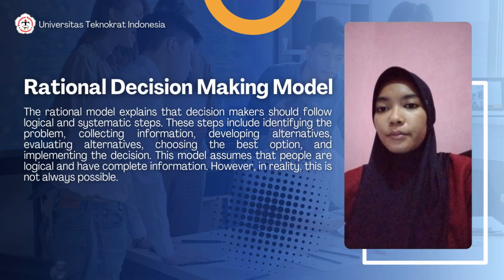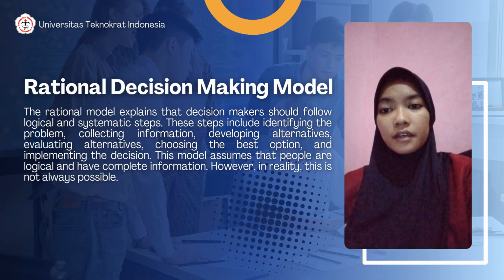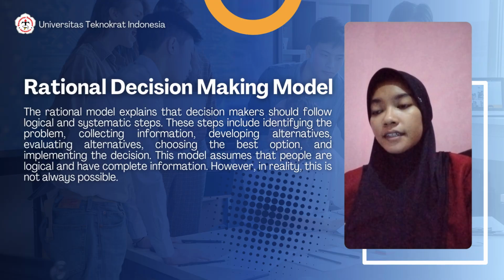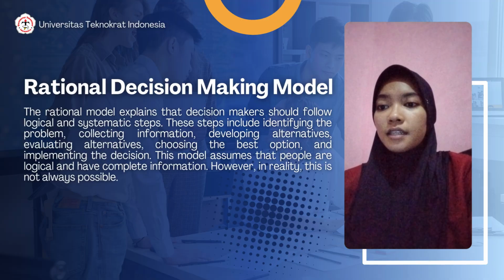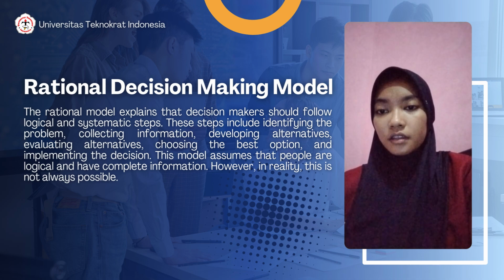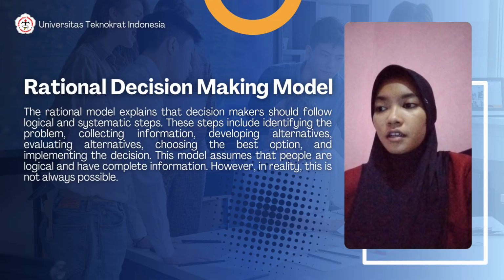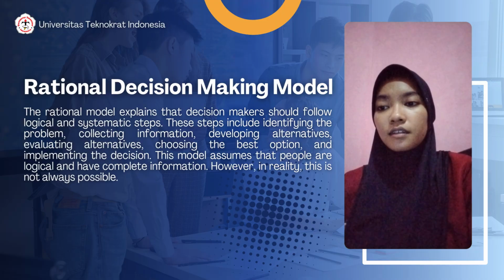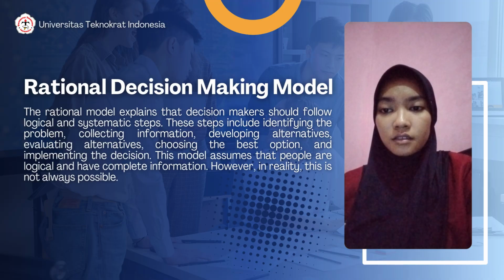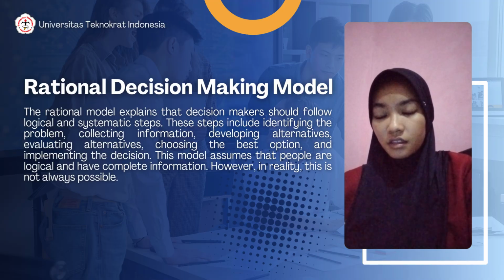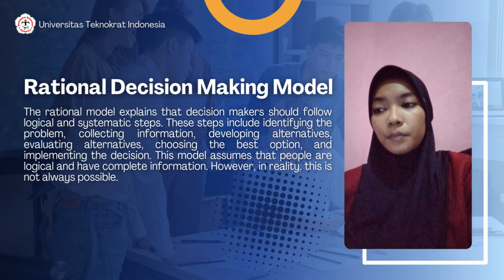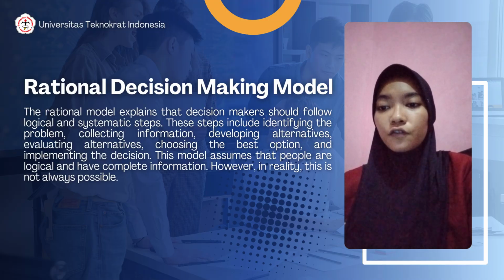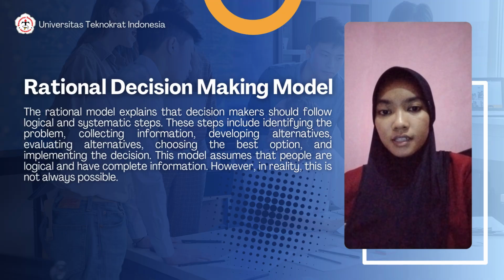Next, the rational decision-making model. So, the rational model explains that decision makers should follow logical and systematic steps. These steps include identifying the problem, collecting information, developing alternatives, evaluating alternatives, choosing the best option, and implementing the decision. This model assumes that people are logical and have complete information. However, in reality, this is not always possible.